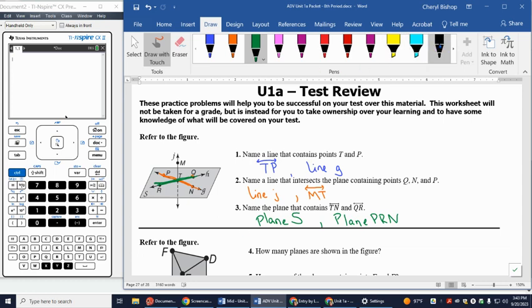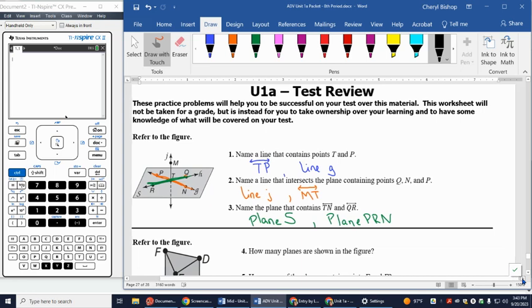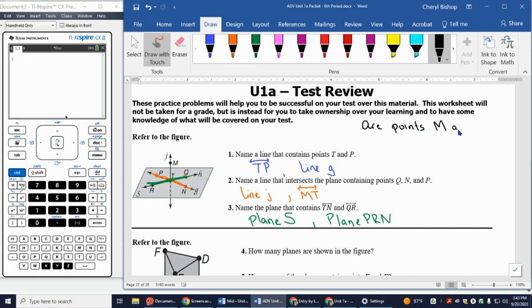Okay, I do want to ask you 2 other questions regarding this figure that will be helpful to know for the test tomorrow, and it's something we struggled with when we took that quiz 1, and that is going to be, are points M and Q collinear? Are points M and Q collinear? Yes or no? Here's M. Here's Q. Are they on the same line?